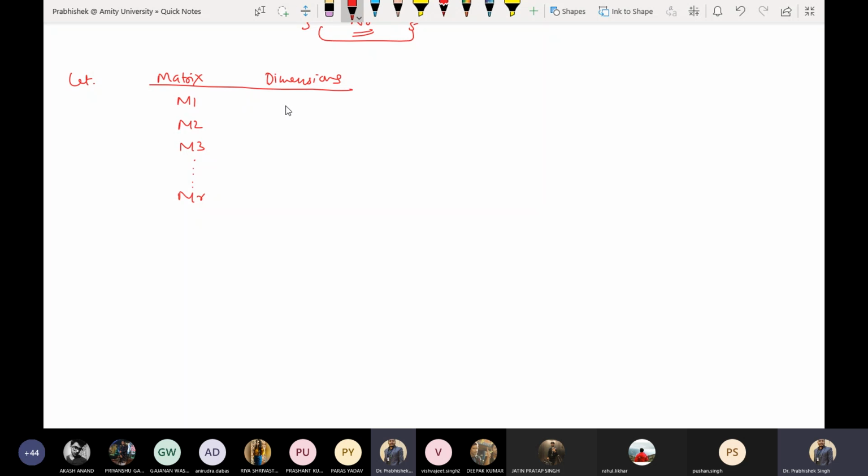The dimension of matrix M1 is P0 into P1. The dimension of matrix M2 is P1 into P2. Then P2 into P3. Similarly, the dimension of Mn is P(n-1) into Pn. So here you can see the dimensions are given in a very simple form. Simple form means they are straight away given like this: 5 into 3 or 4 into 6 or 3 into 4. In this way the dimensions are given to you.